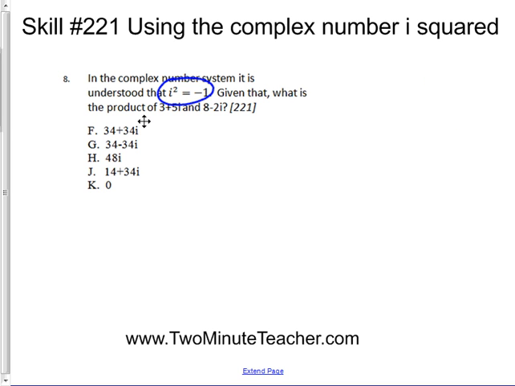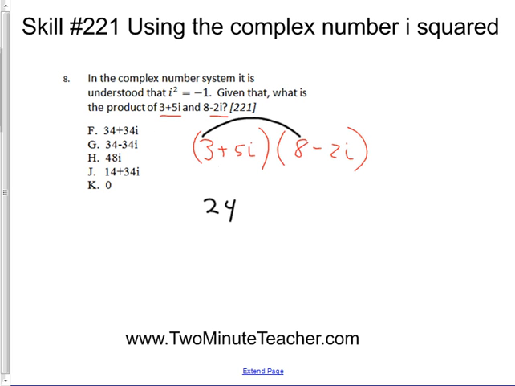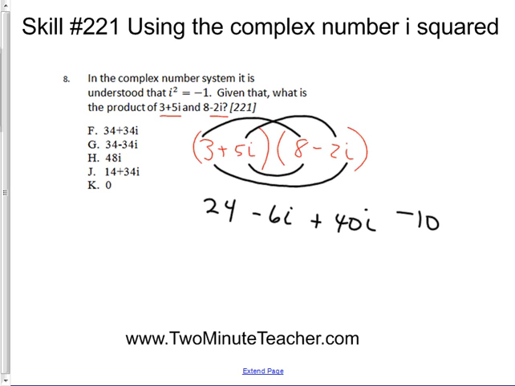Now, how do we use that? Well, they asked for the product of this and this. All that is multiplying out 3 plus 5i times 8 minus 2i. That's just FOIL it out. First, outside, inside, last. The first make 24. The outside makes -6i. The inside makes positive 40i. And the lasts make -10i squared. And there it is. There's the really important part.